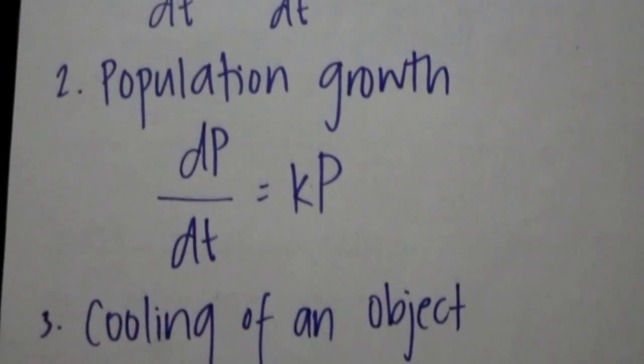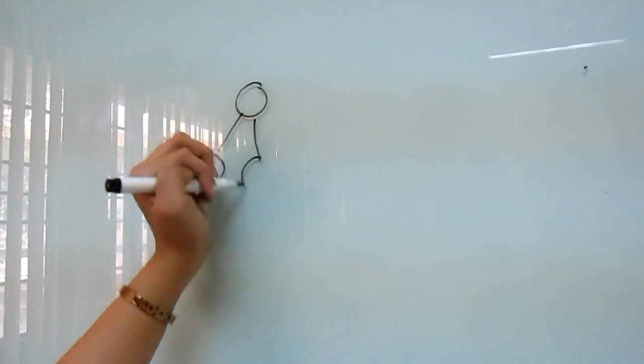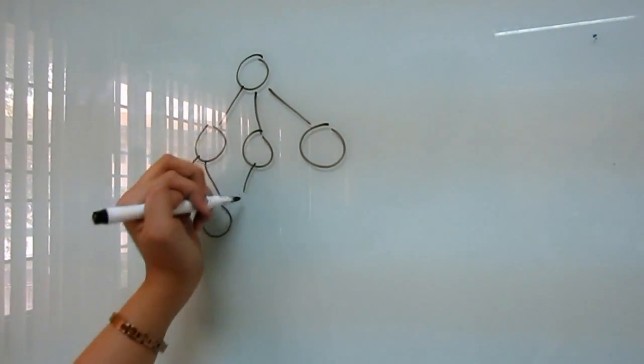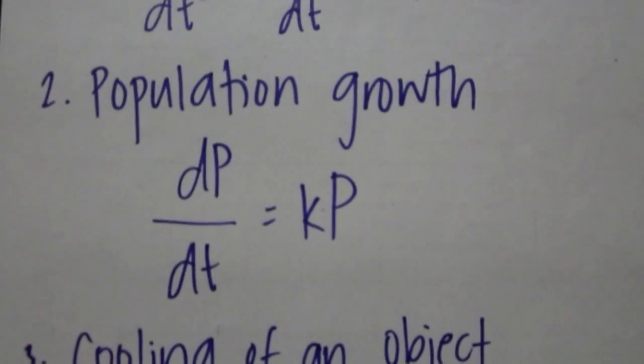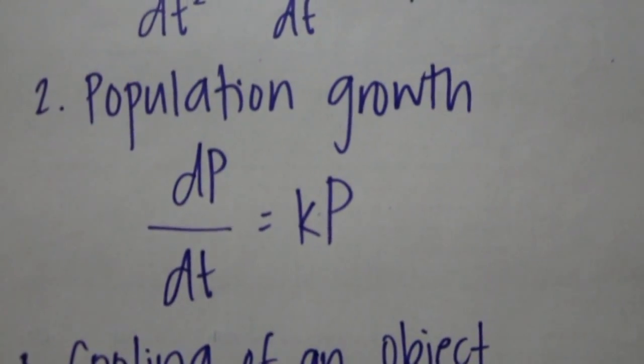For population growth, the rate of growth of a population is proportional to the population size. It can be written like so, where k is the proportionality constant.